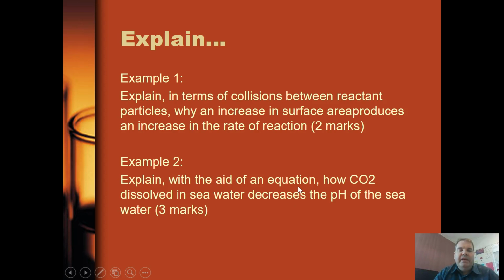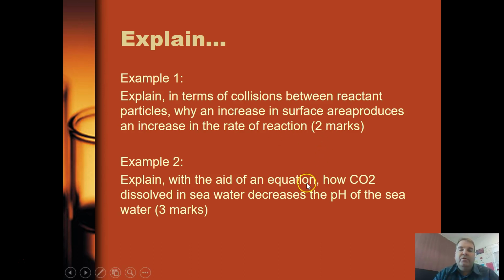In terms of explain, it's a little bit like the first one, describe. This one says explain, in terms of collisions between reactant particles, why an increase in surface area produces an increase in the rate of reaction. You have more particles, so you have more successful collisions per unit time, which leads to an increase in the frequency of successful collisions. So there are 2 key points there, you've explained it clearly. Increased number of particles per unit area, so increased frequency of successful collisions or increasing number of collisions per unit time, they mean the same thing. So there's your 2 marks.